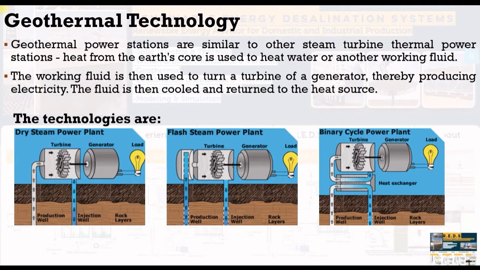We have three main configurations. We have dry steam power plant, we have flash steam power plant, and this technique we are going to talk about today, and binary cycle if we are going to use a heat exchanger as an intermediate or a storage system.